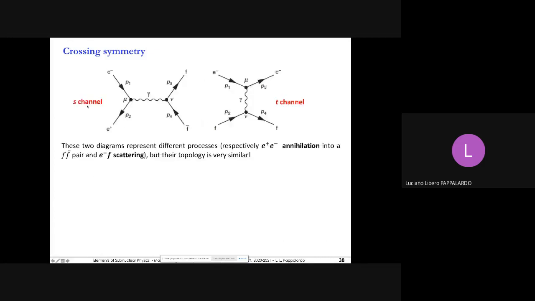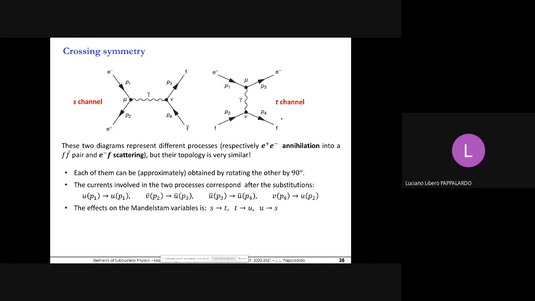So let's see what this means and how it helps also in calculating cross-sections. Let's go back to the distinction between s-channel and t-channel. Here we have two processes. The one is e+ e- annihilation into a generic fermion-antifermion pair, and the second one is electron scattering with a generic fermion. These are, of course, two different physics processes, but the topology, as you see, is very similar. Each of them can indeed be approximately obtained by rotating the other by 90 degrees.